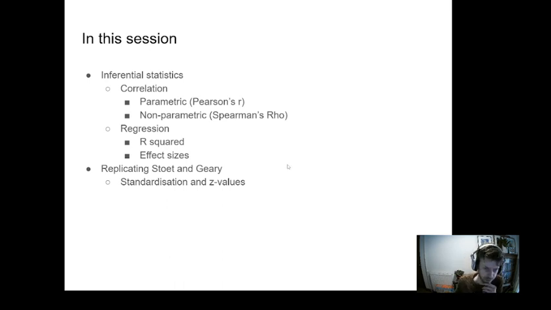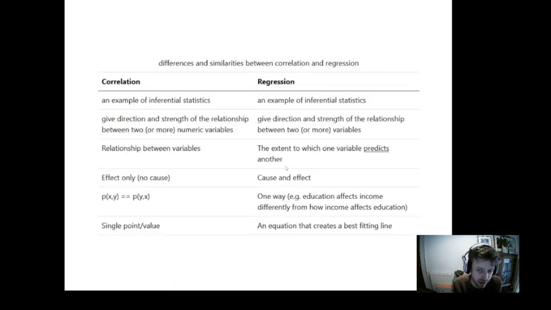So first of all, what's the difference between correlation and regression? Well, there are some similarities. We know that they're both types of inferential statistics. We know that hopefully with correlation it gives the direction and strength of a relationship between variables. That's exactly the same with regression.